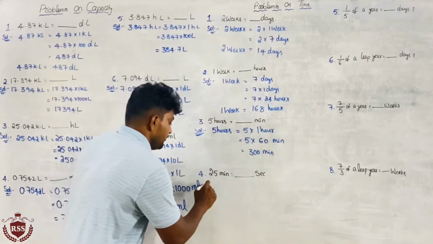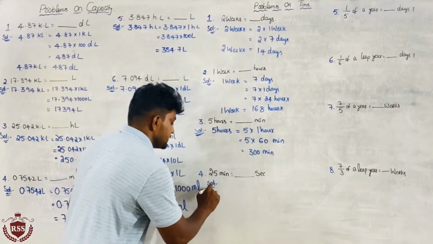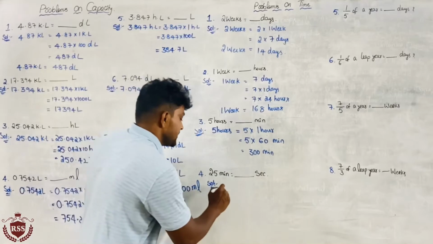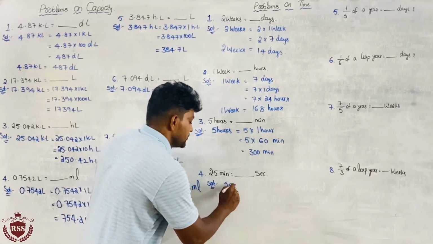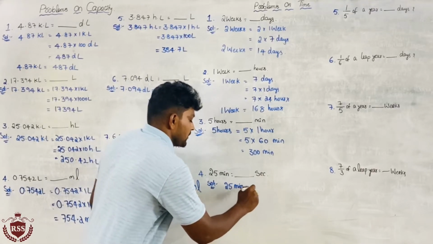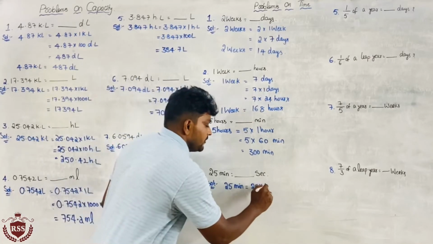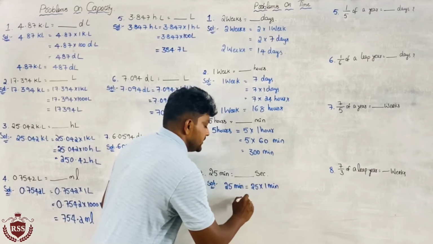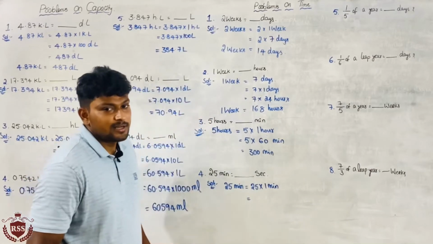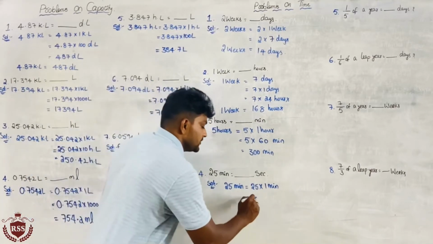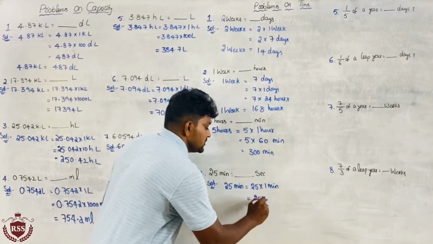Next, 25 minutes equals dash seconds. So 25 minutes equals 25 into 1 minute. How many seconds are there in 1 minute? There are 60 seconds in 1 minute. So it will be 25 into 60 seconds.